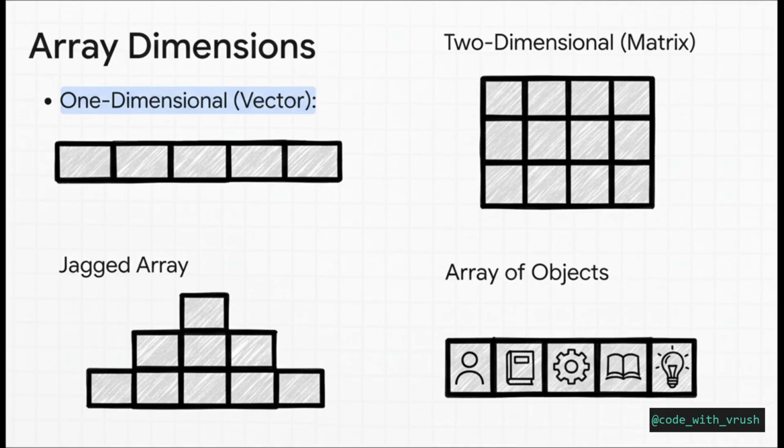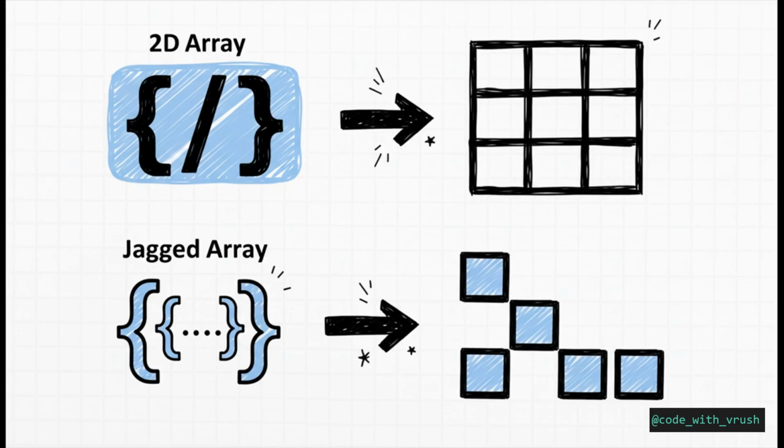And don't forget, you're not limited to simple things like numbers. You can make an array of pretty much anything. An array of customer objects, an array of products, you name it. And here's what that looks like in code. A 2D array gets 2 sets of brackets. So new int[3][4] gives you a grid with 3 rows and 4 columns.